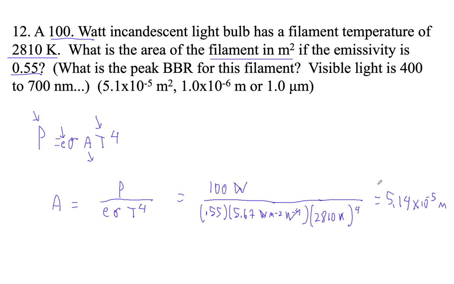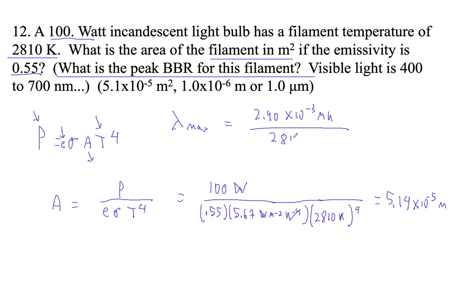So there's a second question, right? What is the peak blackbody radiation for this filament? So let's figure that out. That's going to be lambda max, which is 2.90 times 10 to the minus third, in meter kelvins, over 2810 kelvins. So let's do that. 2.9e-3 divided by 2810. That's 1.03, so 1.0 times 10 to the minus sixth meters.